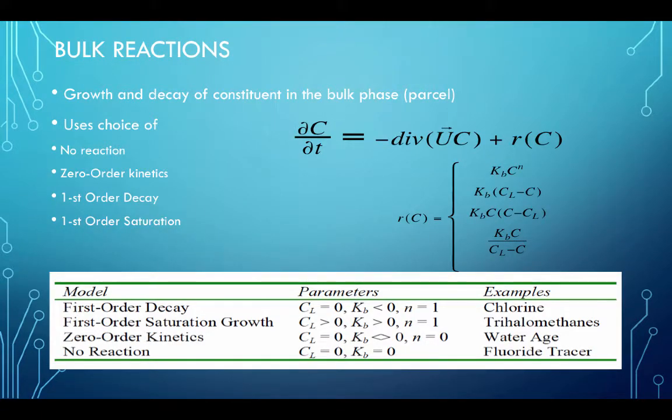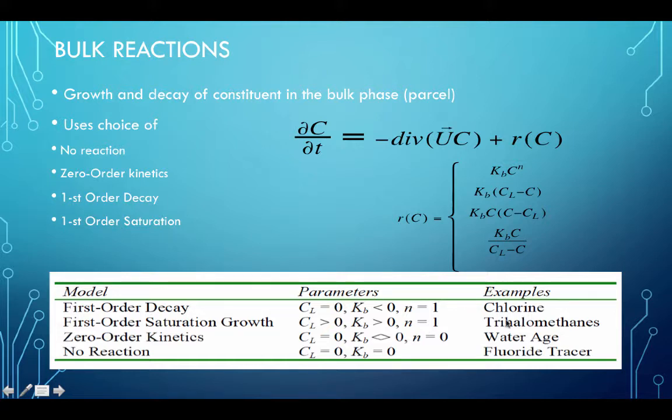The growth and decay of constituents in the bulk phase uses a choice of no reaction, zero order kinetics, first order decay, or first order saturation. No reaction would be like a tracer. Here's what the general advective fate and transport model looks like, and these are the different models, if you will, for these different kinds of reaction kinetics.